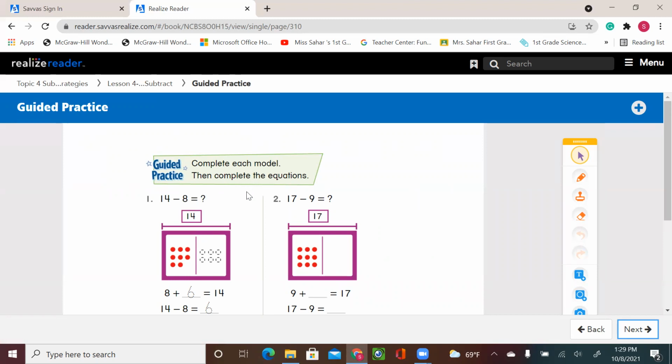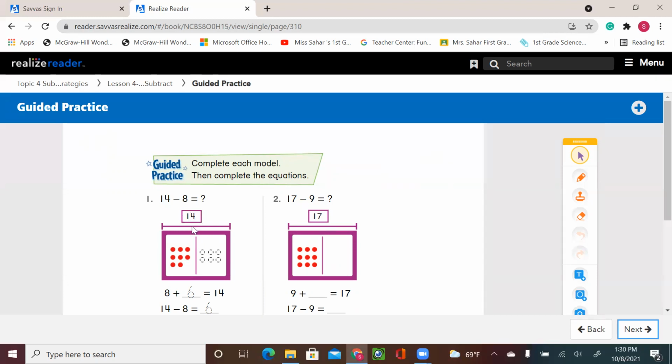Complete each model, then complete the equation. 14 take away 8. So I know my total is 14. That's 14. I know one part is 8, and I'm looking for the missing part, the part that I need to find. So I'm saying 8 plus something equals 14. Count on strategy. It's easy for me. So I'm counting on after 8, 9, 10, 11, 12, 13, 14. I stopped on 14 because that's my whole number.